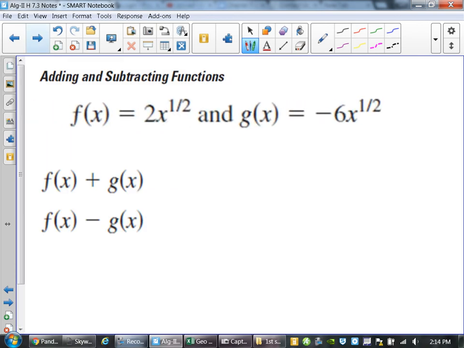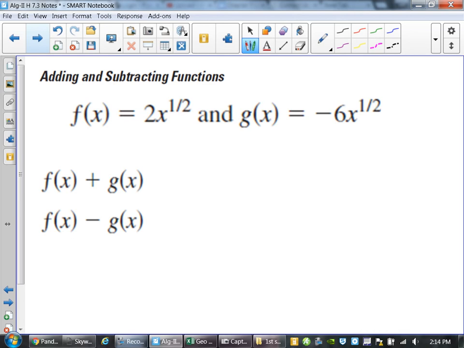Does it change when you have fractional exponents? No. It won't change at all. When you have fractional exponents, you still have the same ideas for combining like terms. You have to have the same base with the same exponent in order to combine like terms. It doesn't matter when you're multiplying, because if you're multiplying the same base with different exponents, you add them. So in this case, if I wanted to add and subtract these two, I start with my f of x equation, which is 2x to the 1/2.